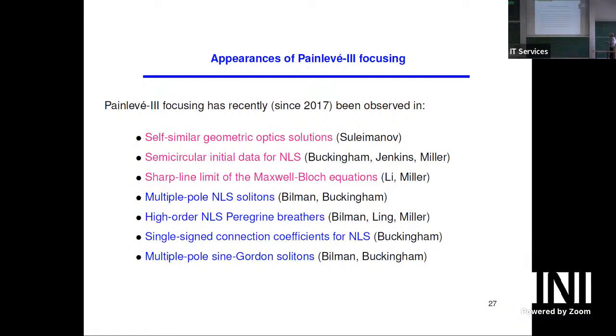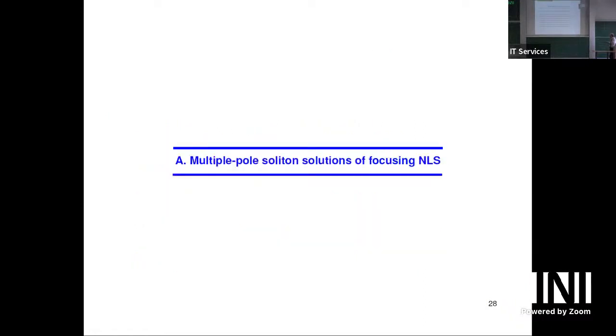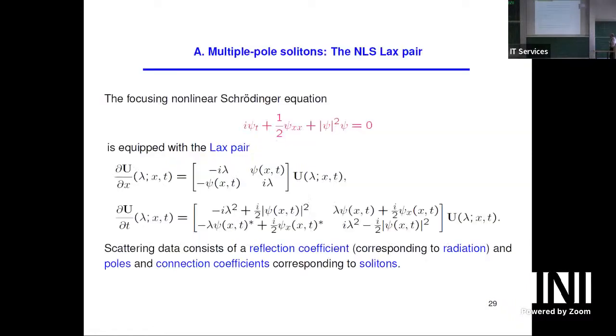Okay, so let's start with multiple pole NLS solitons. Here we've got our focusing NLS. I've taken out the dispersion parameter for now. I'm going to write down the Lax pair. We're going to actually use the Lax pair in some detail. In particular, the solution of NLS is psi. The spectral variable is little lambda, and the solution of the Lax pair is this matrix U. So, to get our notation down.